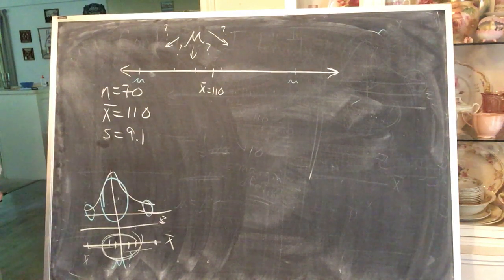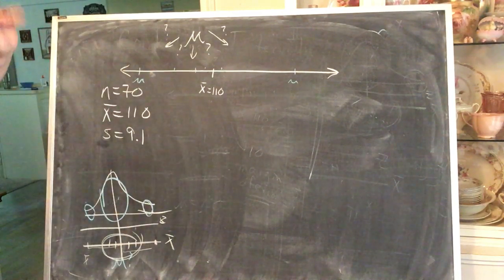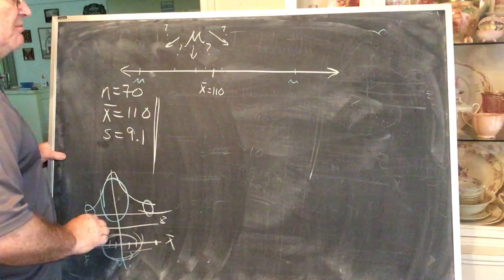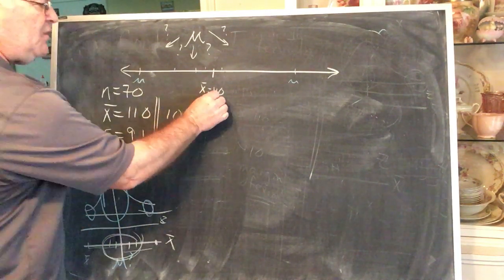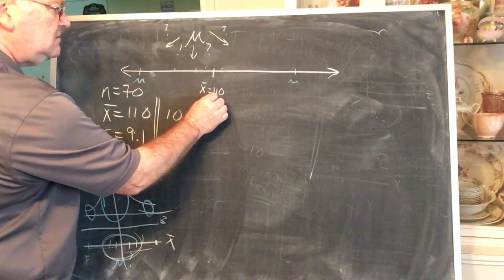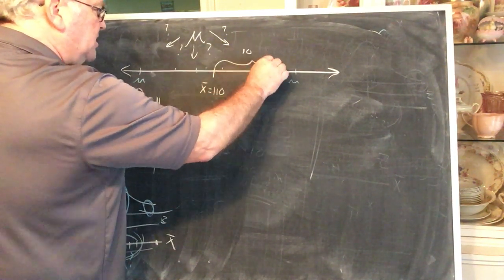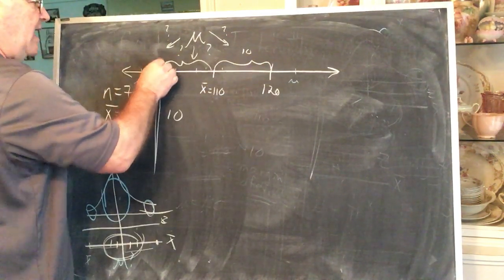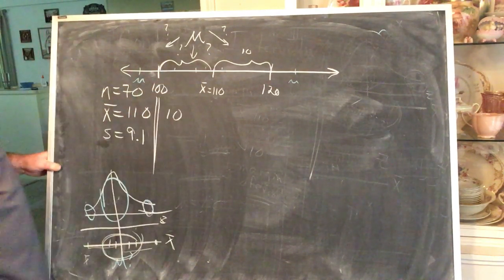Now, what we would like is something like this. We would like to be able to say, I'm going to pick a number out of the blue sky. Let's pick a number, say 10. Okay? If you add 10 units to this, that would put this at 120. If you subtracted 10, that would put this at 100.